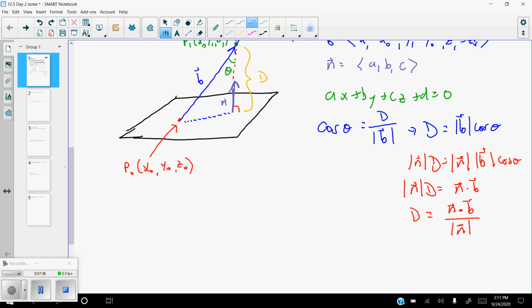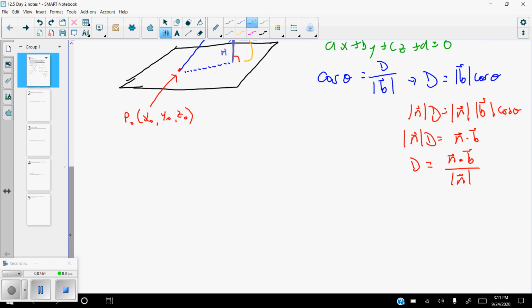And you'd be right in thinking, well, hey, that kind of looks like a component. It's exactly what it is, actually, in this case. But ultimately, we're going to use that to find an easy equation for the distance.